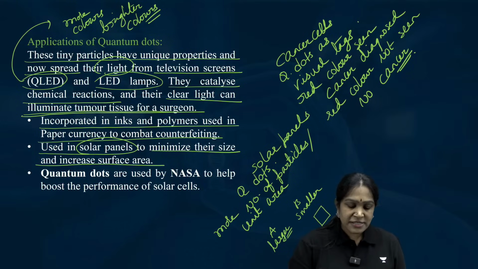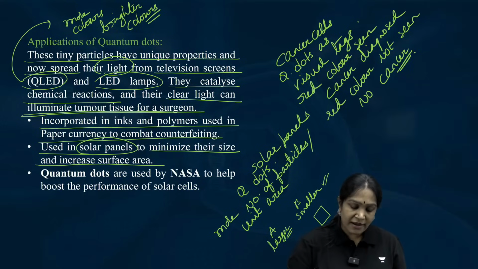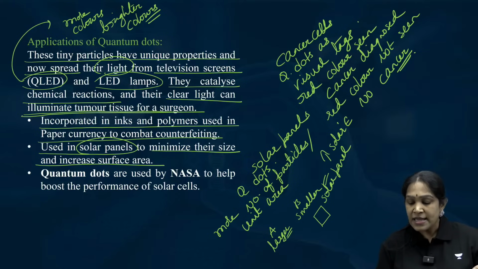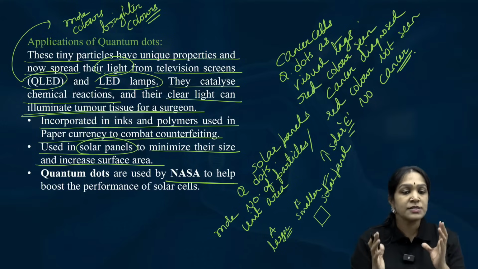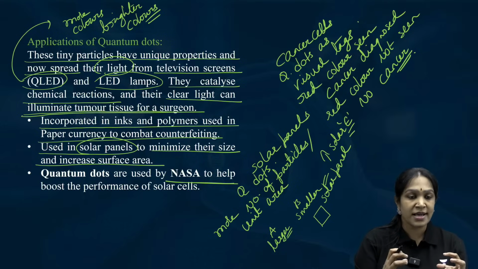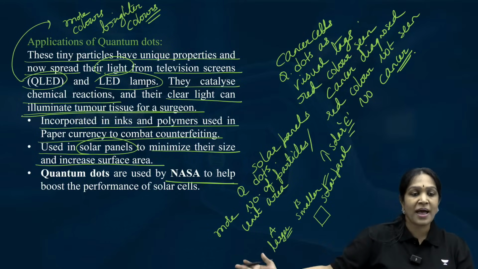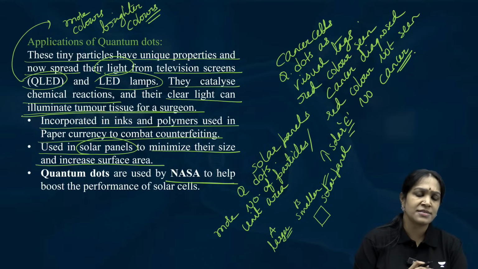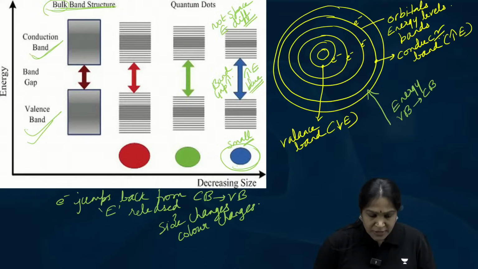When you have smaller particles, it means a very small solar panel can harvest more solar energy. That is the reason why NASA is using quantum dots in the solar panels of its spacecraft. Spacecraft need solar panels to use solar energy as fuel, but it is difficult to launch a satellite with a very big solar panel. So we need smaller solar panels that can harvest more solar energy. That is why NASA is using quantum dots in solar panels. ISRO is also using them. Yes. So this is about quantum dots.